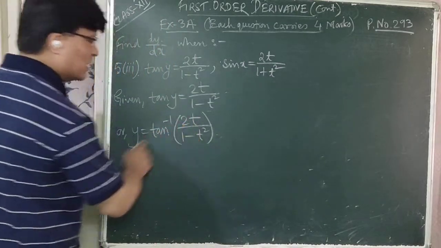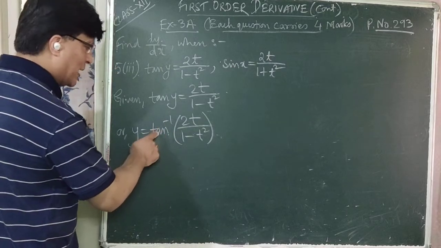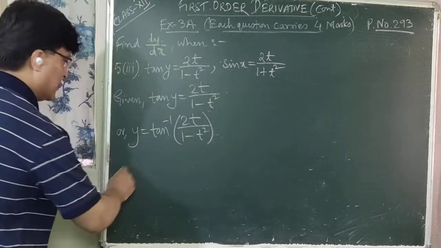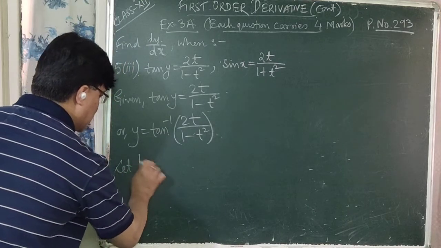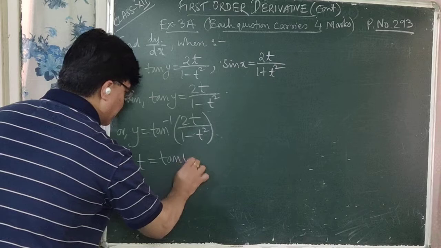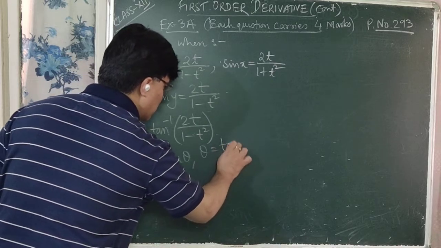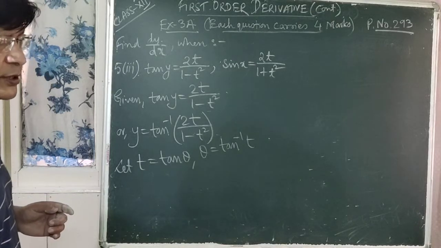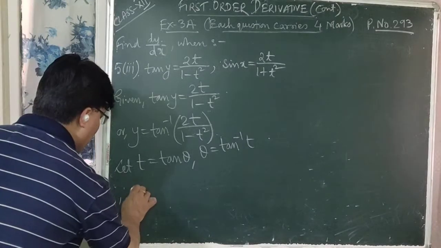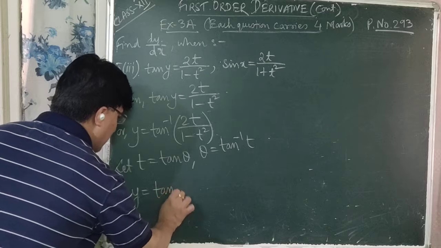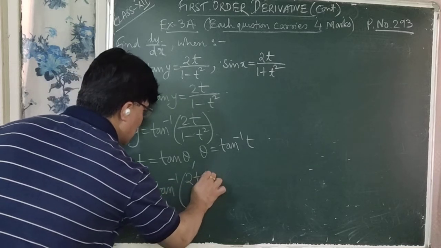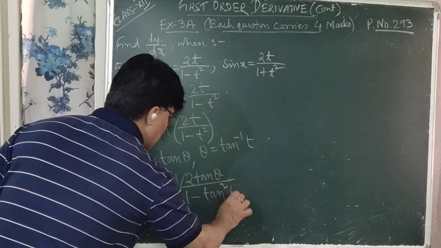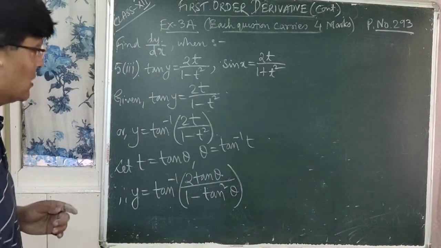So what should you put for t so that you can have tan inverse tan 2 theta? That is, t is equal to tan theta. So let t is equal to tan theta. Let us get the value for theta, because you have to put the value for theta also, that is theta is equal to tan inverse t. Therefore y is equal to tan inverse, within bracket, 2 tan theta divided by 1 minus tan square theta. Is it clear?